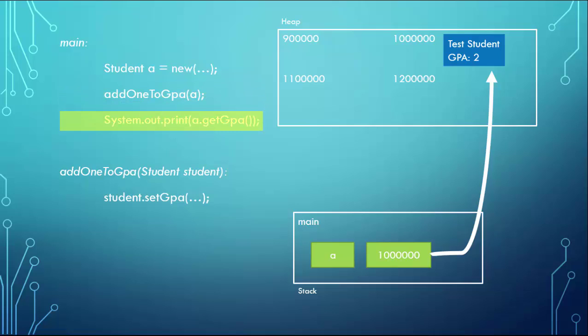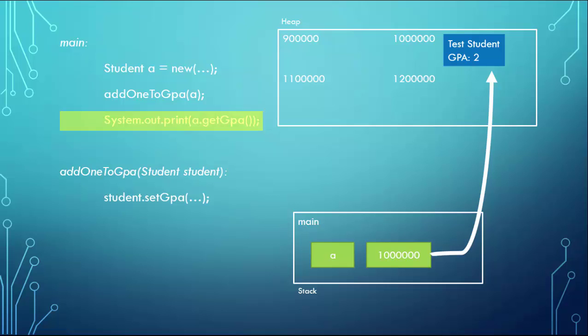So when we print a.getGPA, A says go to spot 1 million to get the GPA. We go up there and the GPA is 2. We display 2 on the screen. So this is the big difference. All objects, anytime we write equals new and so on, new student, new scanner, new anything like that, we're creating an object up in the heap. Our variable is only remembering where that object is. And so when we interact with it, we're actually interacting with that information up in the heap.